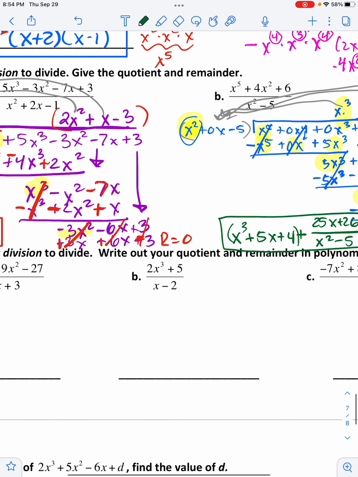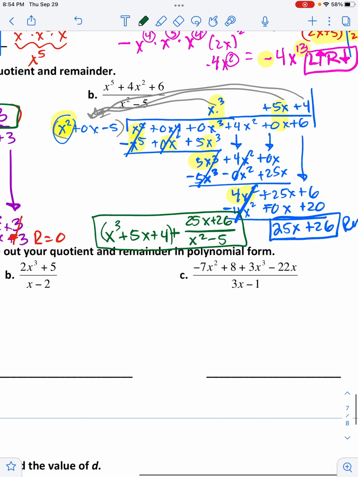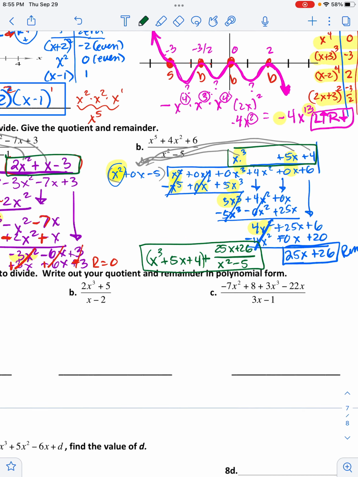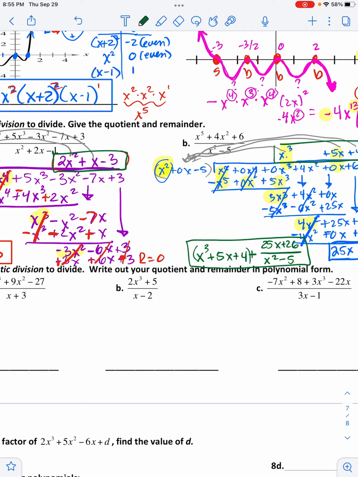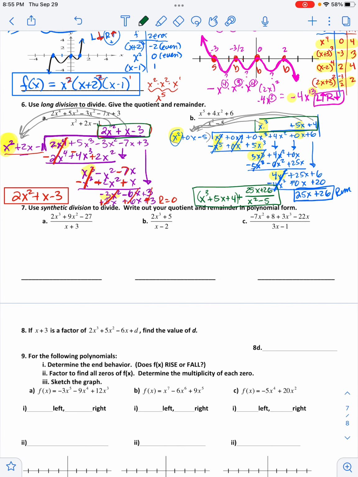This one didn't have a remainder, so it didn't have anything after what we got up here. But what we got up here was the whole part, but I still had a remainder. So this is how I would write my answer. And so on the quiz, it's going to tell you to write it in proper form. That's what I'm referring to.